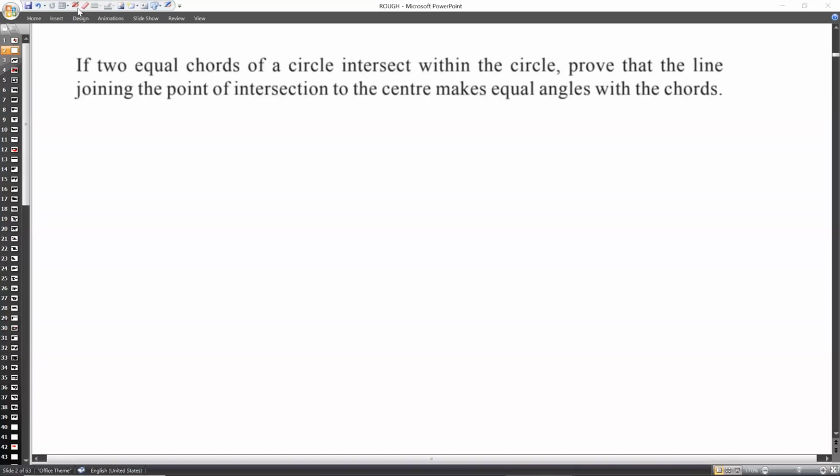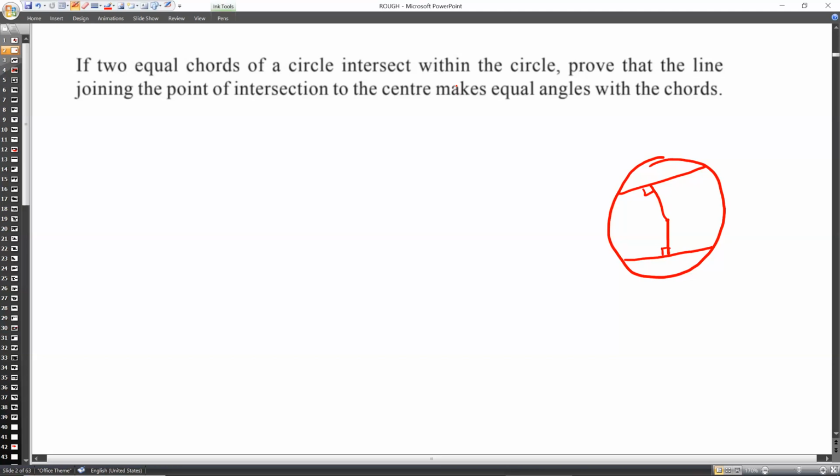So here we have this one. What were the questions that we have done in the previous class? We have done a theorem. And what was that theorem? That theorem was that when there are two chords and the two chords are equal, then their perpendicular distance from the center must be equal. This theorem we have done. Have you seen that one? Yes.